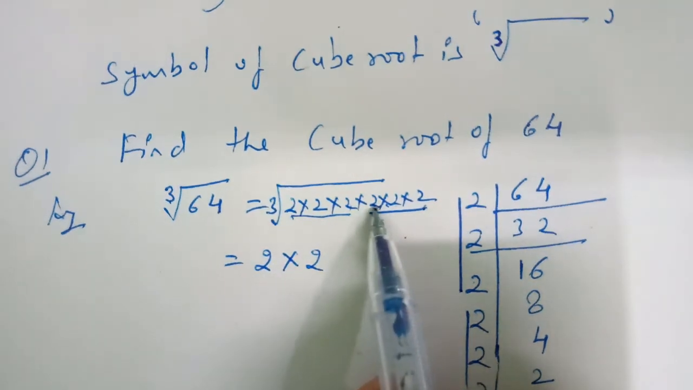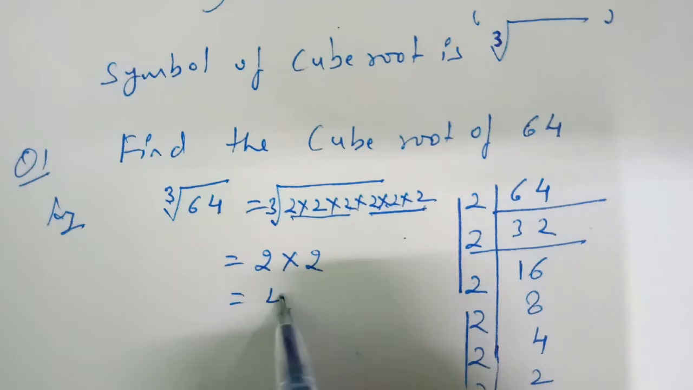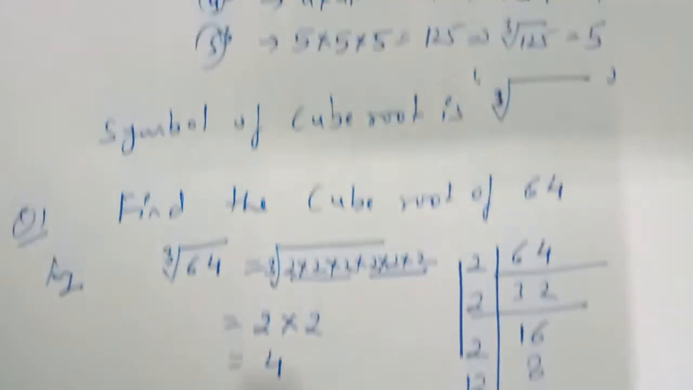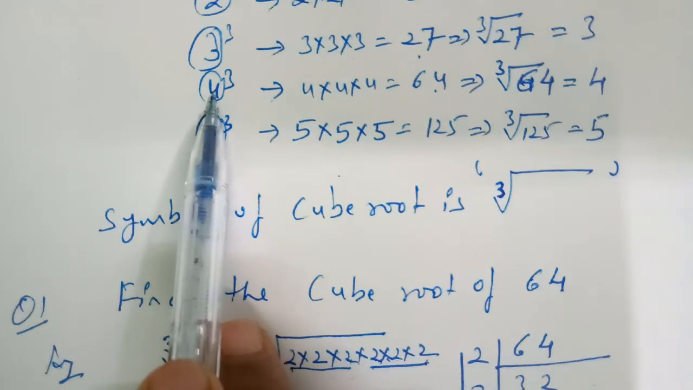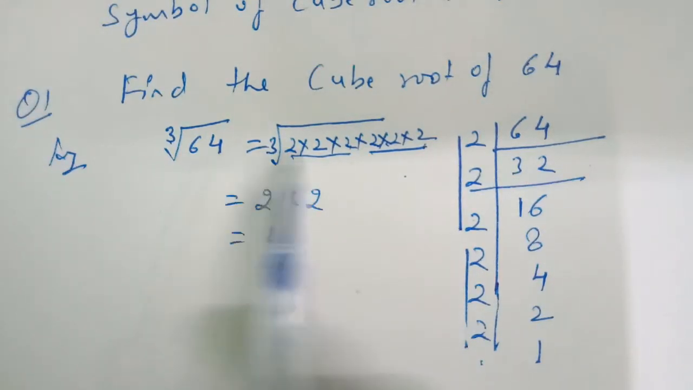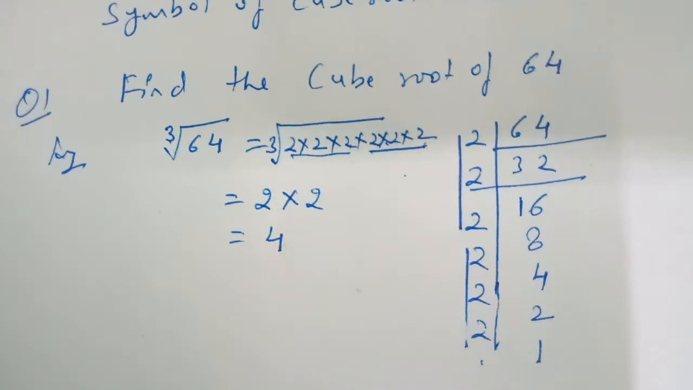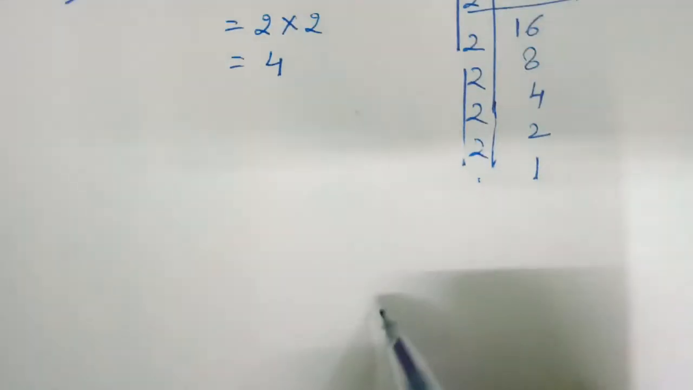And since the multiplication sign is there, we are going to multiply. So 2 into 2 will give 4. So you can observe we get this. How is it possible that we have taken 2 and 2? This we are going to understand over here.